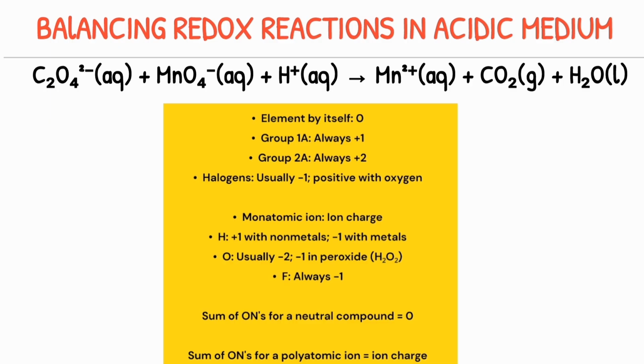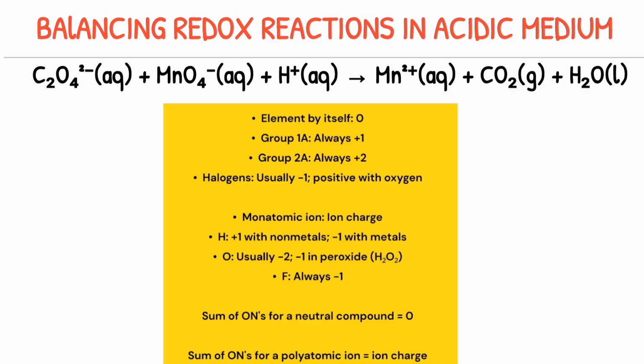A monoatomic ion, for instance the sodium ion, will always take the charge of the ion. Sodium ion is written as Na+, so the oxidation number will be +1. For instance, the magnesium ion is written as Mg2+, so the oxidation number of magnesium as the magnesium ion will be +2. The halogens equally exhibit an oxidation number of -1, except when combined with oxygen.